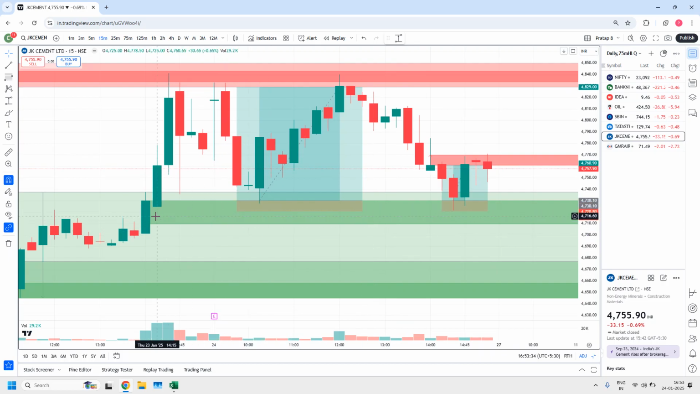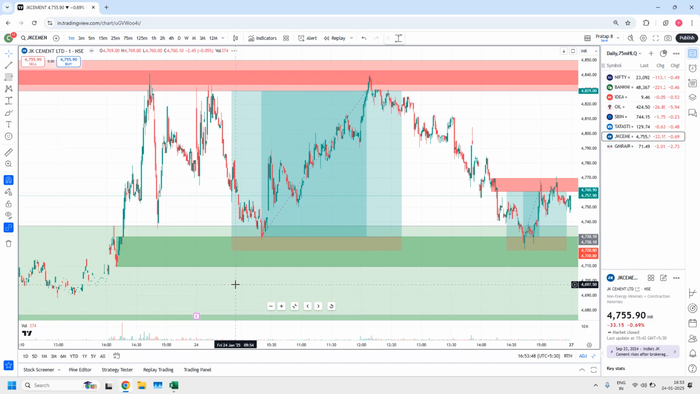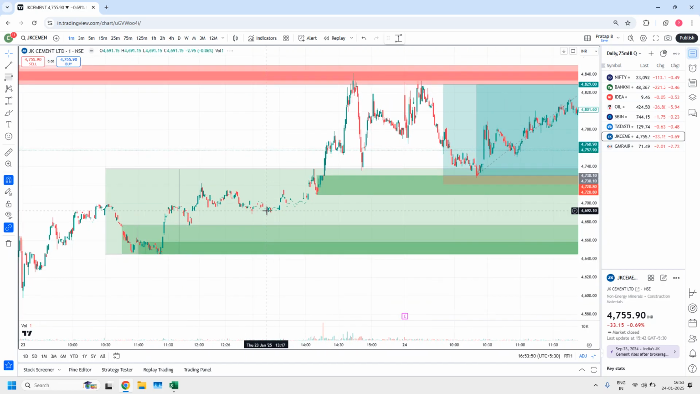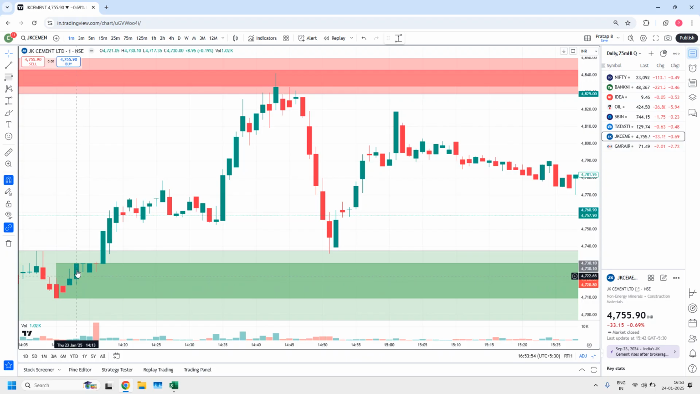In the 5 minutes we might have multiple order flows. Below that there could be so much strong institutional order flow available. How can we say? Because there is no consolidation seen at the 1 minute level in this area. See, I haven't seen any consolidation here.